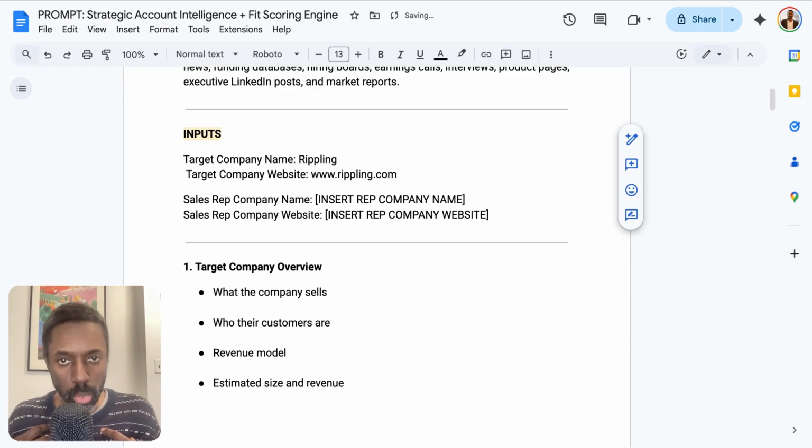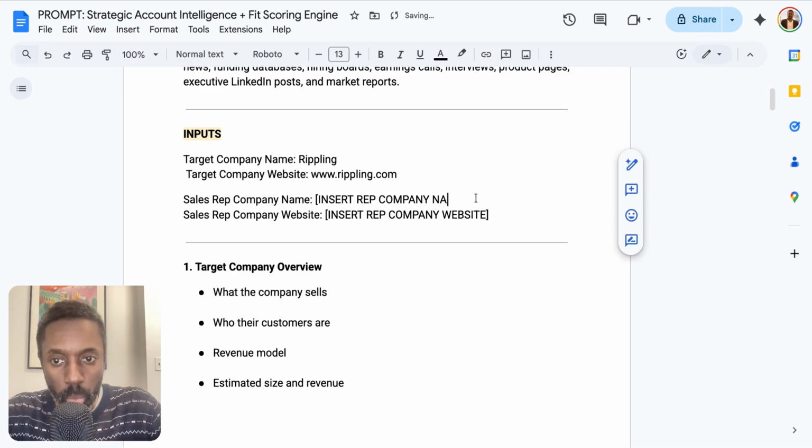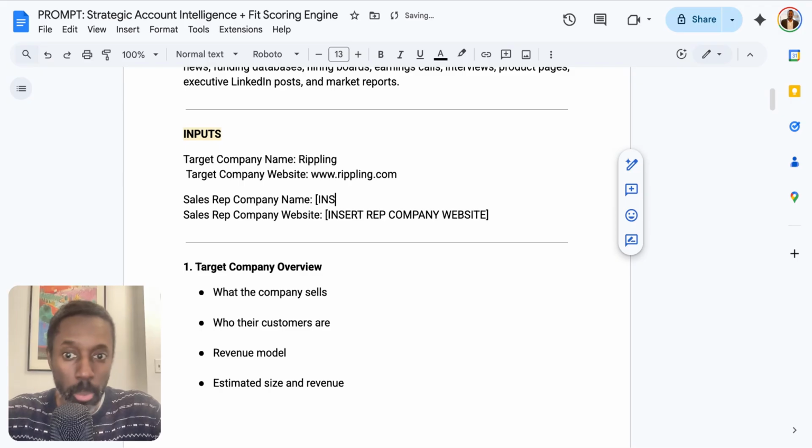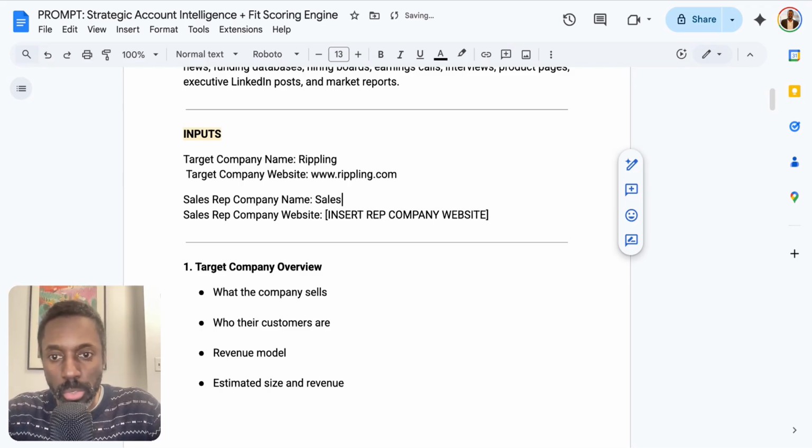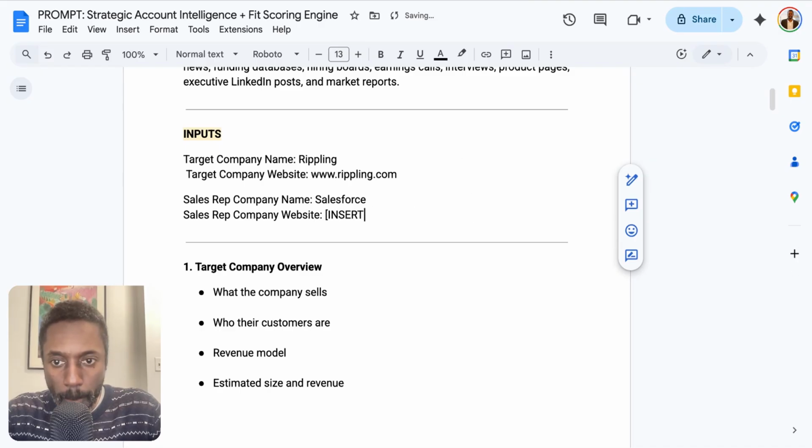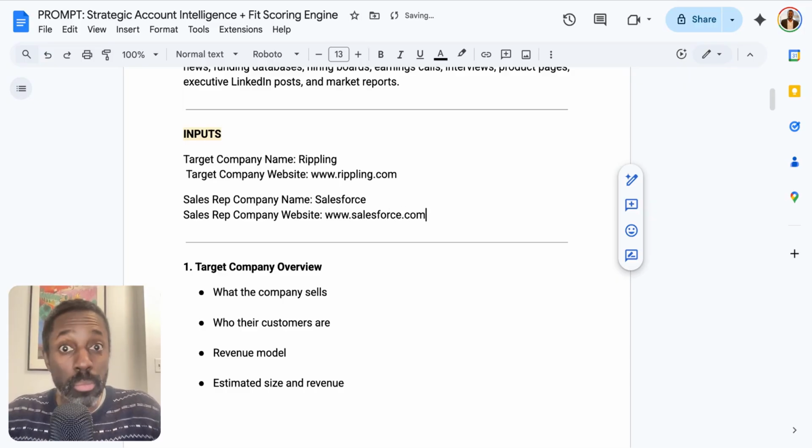Let's assume you and I were sales reps working for Salesforce. So we want to do research to see, hey, is Rippling a good account for us to sell Salesforce to. So for the company I'm working for as a sales rep, you would obviously type in your company, right? It'd be Salesforce. And you say salesforce.com. That's it.